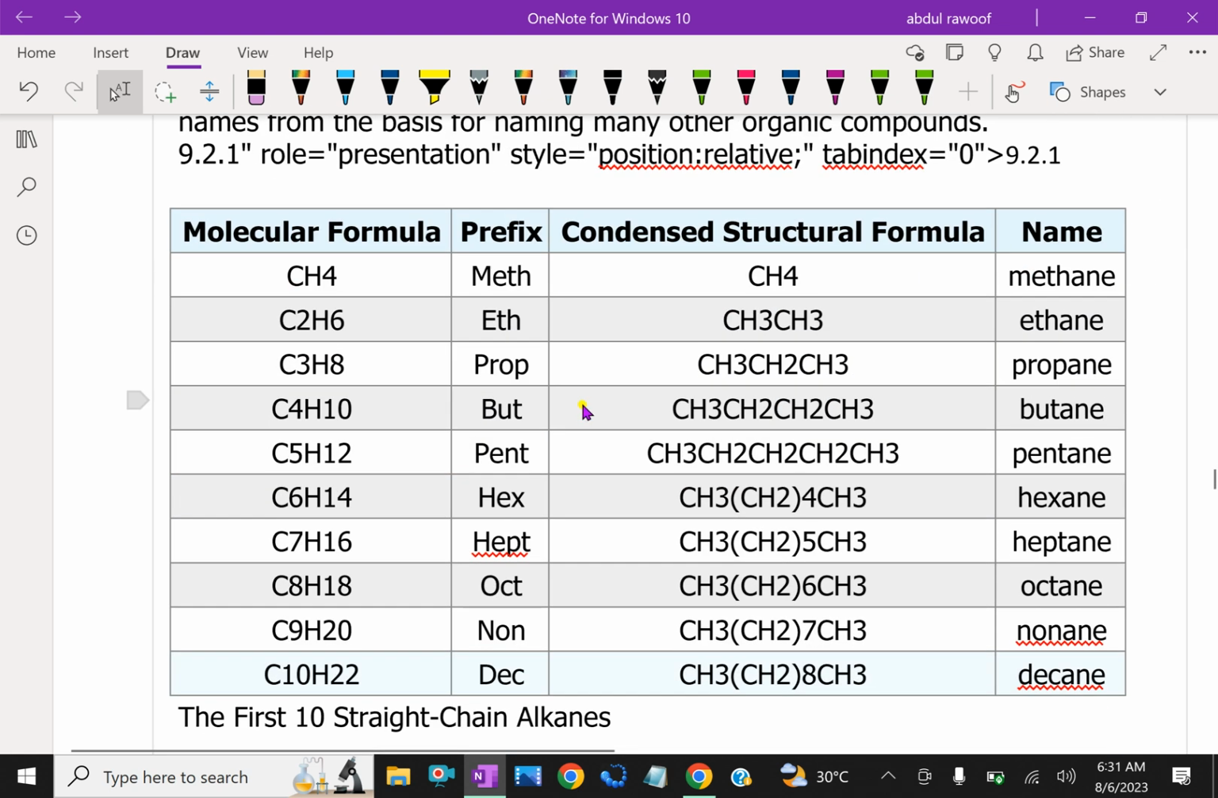Look at here. The molecular formula CH4 is methane. The prefix is meth, and the condensed structure is CH4 itself. C2H6 is ethane. The condensed structure is CH3CH3. C3H8 is propane. The condensed structure is CH3CH2CH3, with the left and right sides being CH3. C4H10 is CH3CH2CH2CH3, with CH2 twice, CH3 on the left and CH3 on the right. Other condensed structures are given in the table.